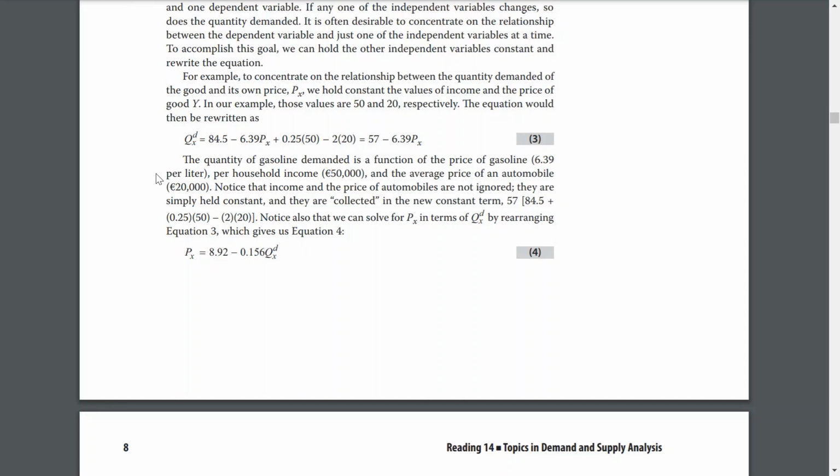The quantity of gasoline demanded is a function of the price of gasoline, with per household income and the average price of an automobile held constant. Notice that the income and price of the automobile are not ignored. They are simply held constant, and they are collected in the new constant term of 57. Notice that we can solve for PX in terms of QXD by rearranging equation 3, which gives us equation 4, which is as such.